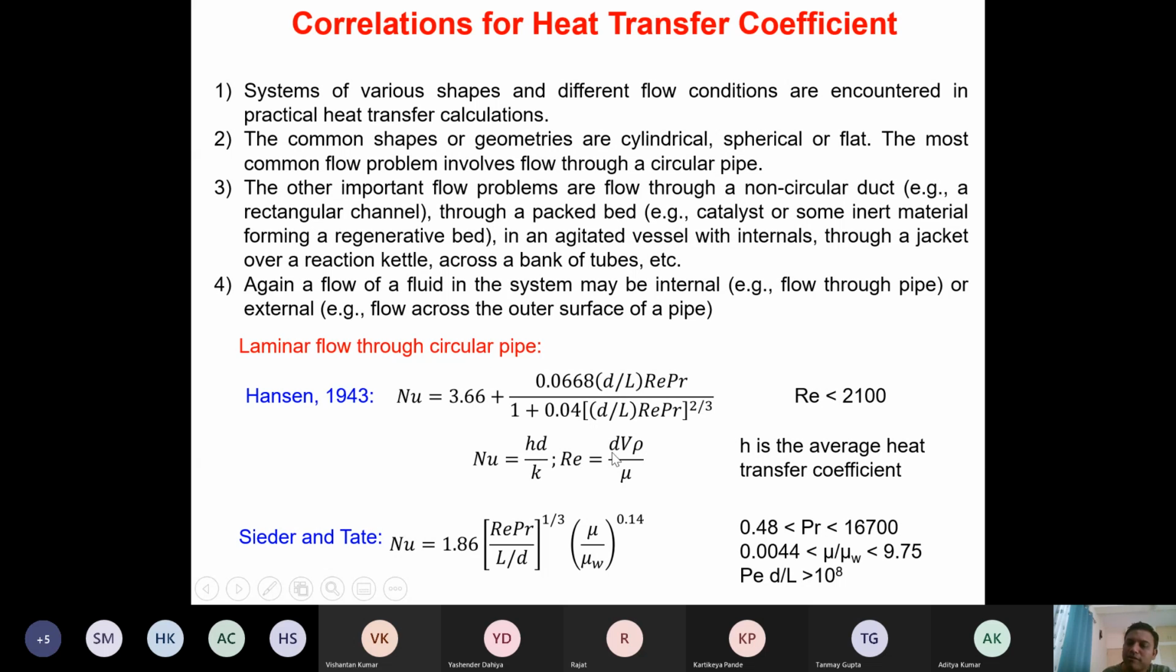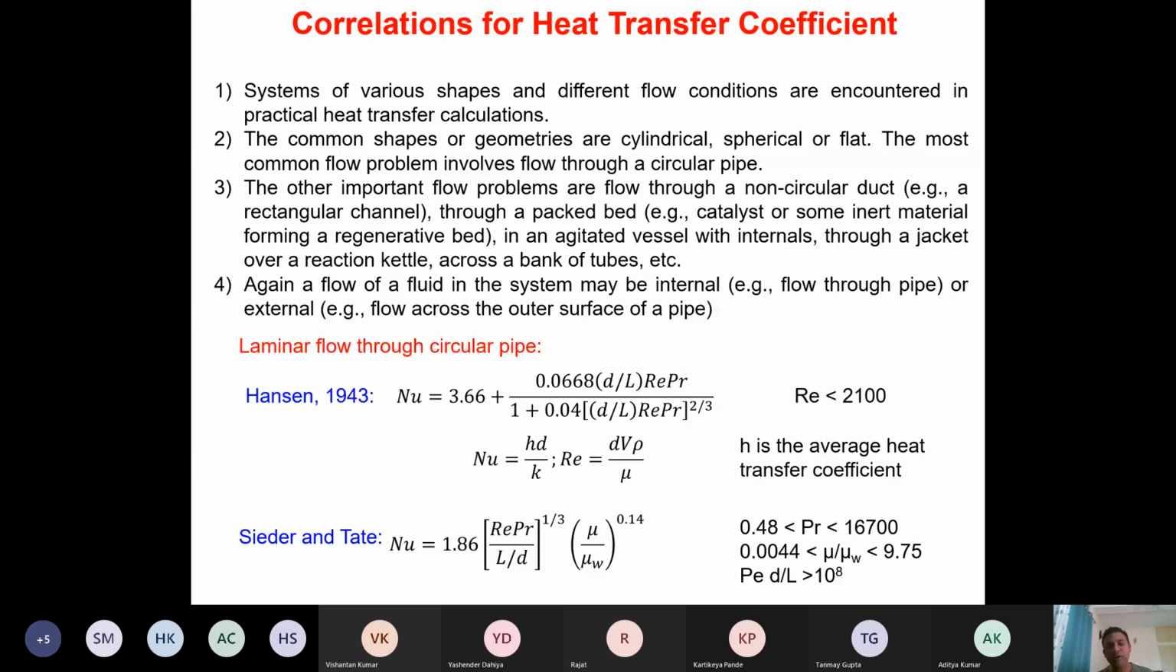Similarly, the Reynolds number is defined as d v rho by mu. So h is an average heat transfer coefficient. Most of the time, the heat transfer coefficient which you get from this correlation is the average heat transfer coefficient. Remember, the heat transfer coefficient can also change spatially as we move along, isn't it? But the idea is to report the average heat transfer coefficient so that the calculation becomes easy. Then it becomes the average heat transfer coefficient times area times delta T.